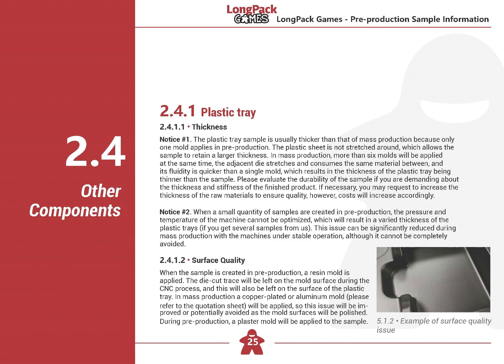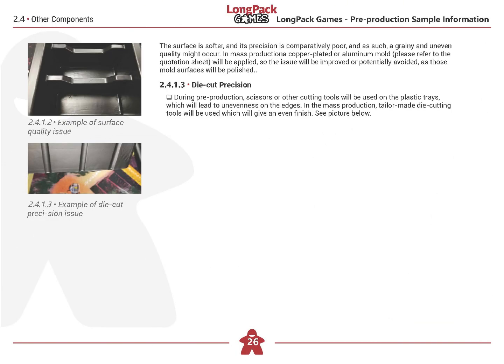During pre-production, a plaster mold will be applied to the sample. The surface is softer, and its precision is comparatively poor, and as such, a grainy and uneven quality might occur. In mass production, a copper-plated or aluminum mold, please refer to the quotation sheet, will be applied. So this issue will be improved or potentially avoided as those mold surfaces will be polished.